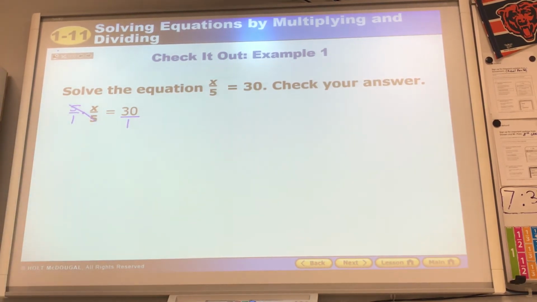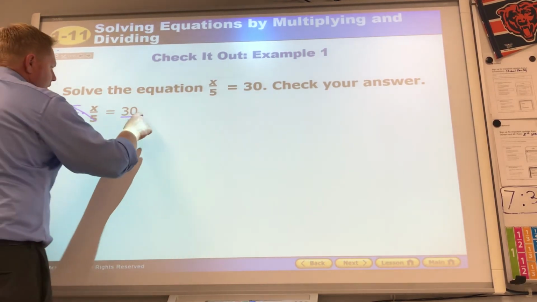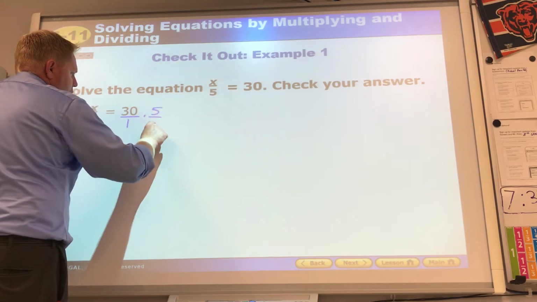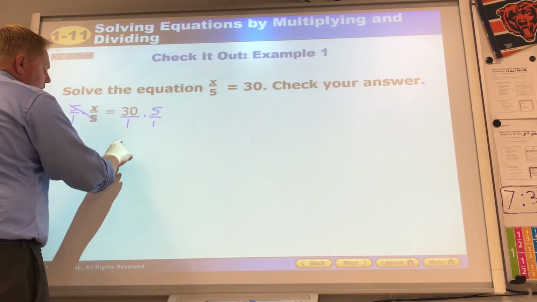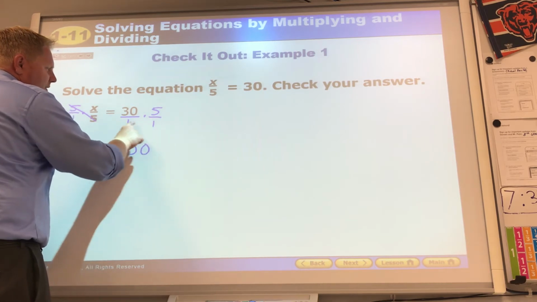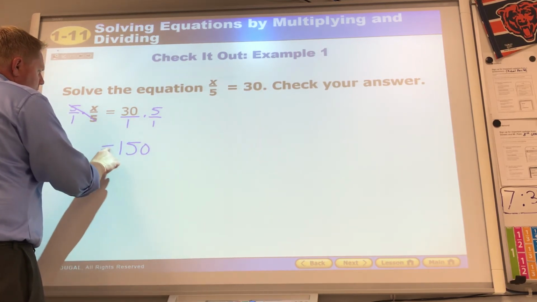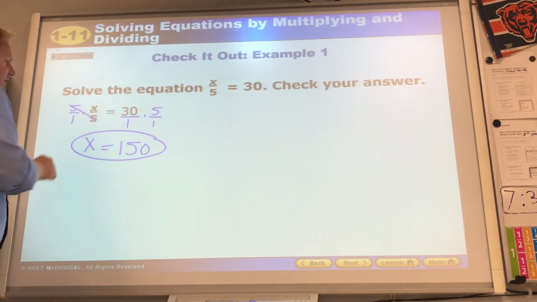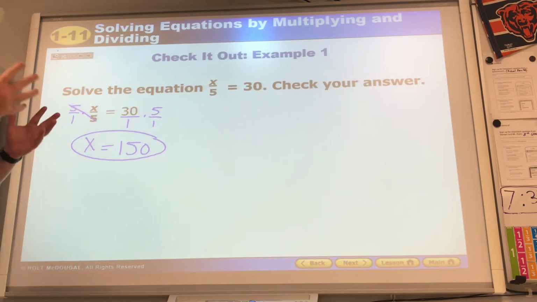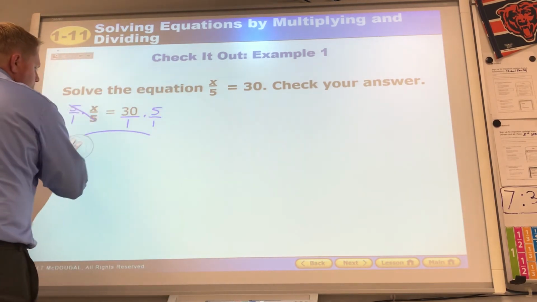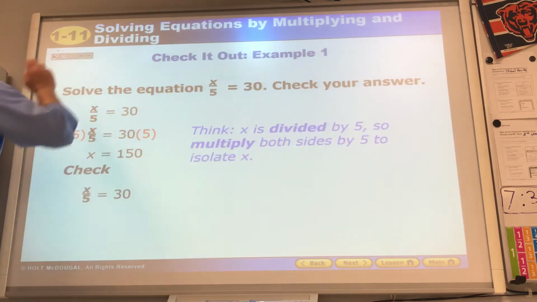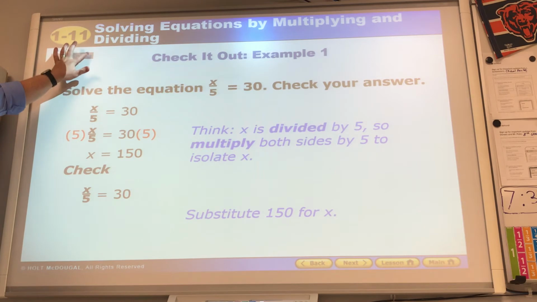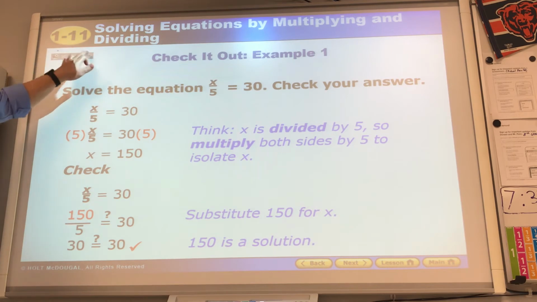If we do it to one side, what do we have to do to the other side, Luke? Hopefully you said multiply by 5 over 1, the same thing. 5 times 30 is 150. I really didn't need the 1s on the bottom, so x is all I'm left with over here. There's my answer. 150 divided by 5, that is 30. We got our answer. They multiplied by 5, got 150. They plug it back in. 150 divided by 5 is 30. All right, that is the solution.